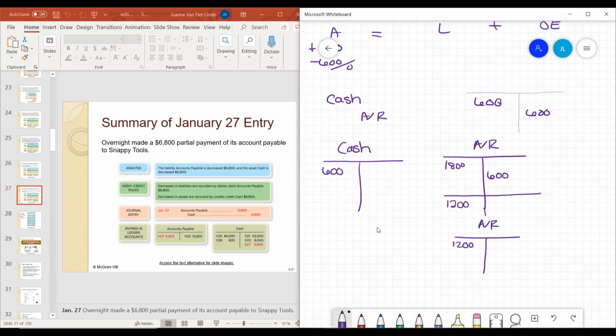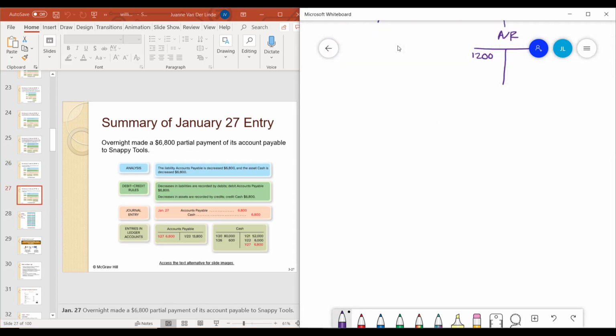Okay. Next one. Overnight paid or made a $6,800 partial payment of its accounts payable to Snappy Tools. So remember, they bought those tools from Snappy Tools originally on account. Now they're paying off part of what they owe them. Remember, accounts payable refers to what I owe someone else. So you made a partial payment. So you're making that payment in cash. No other way, right? So if I'm making that payment, that means cash is going down by $6,800.